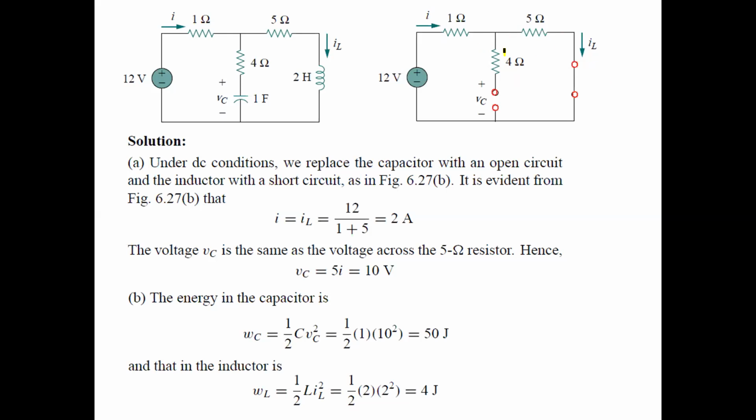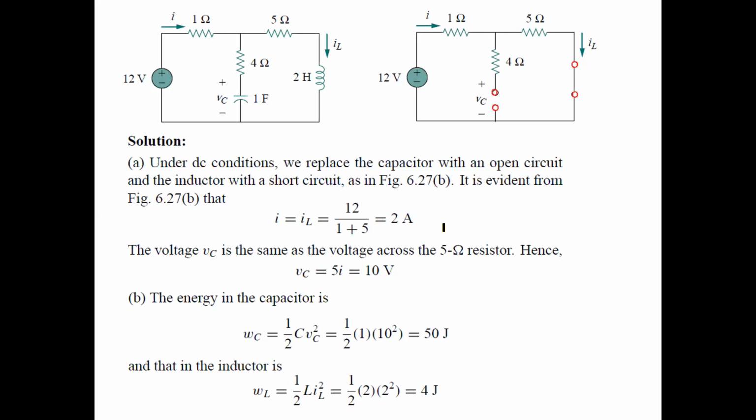And you can all see that because this branch doesn't carry any current, the 1 ohm resistor and 5 ohm resistor are in series. Current generated by the source is the same as the current IL. I is equal to IL. We have found I and IL.